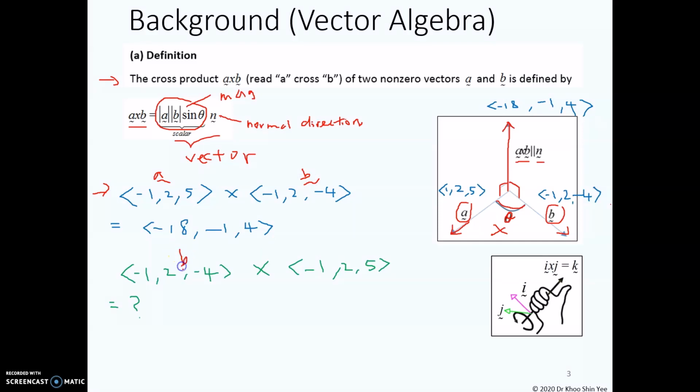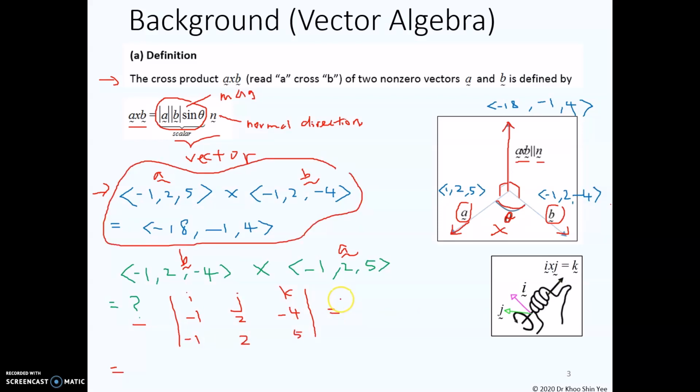What if you take the B vector cross with the A vector? What will be the answer? To find the answer, you can use the normal ijk operation. Substitute the B vector inside, which is negative 1, 2, and negative 4, and substitute the vector A inside, negative 1, 2, and 5. Then you can get the answer. You need to be careful that B cross A is not equal to A cross B, and you must know B cross A is equal to negative A cross B.